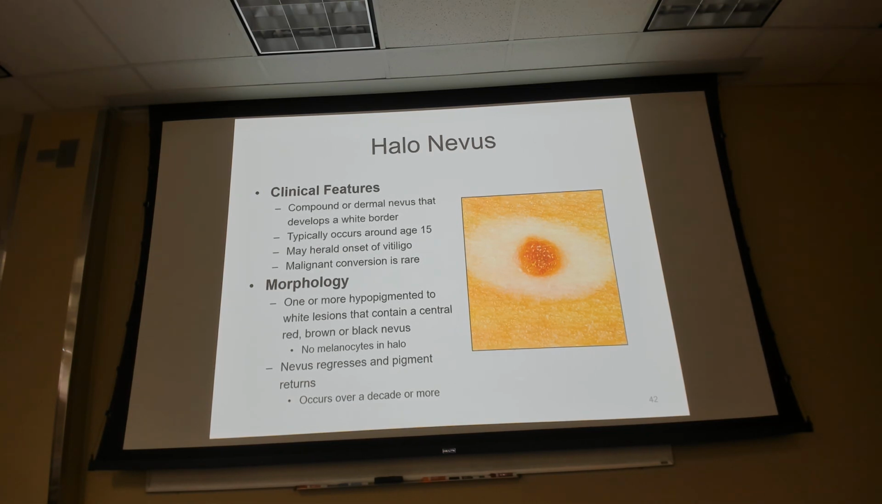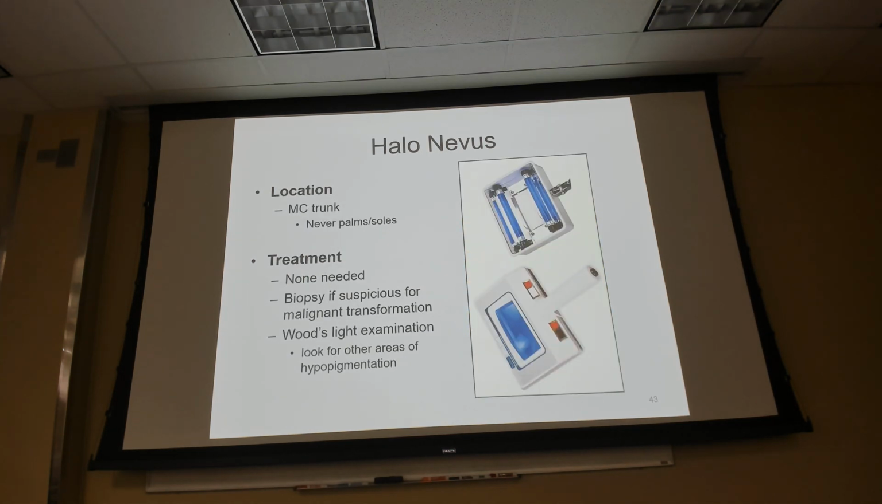We've got occurrence over a decade or more. It's most commonly on our trunk, and this is not one of the things you would see on the palms and soles. It is not this one, okay? Because this one is never on those areas. Treatment for benign lesions doesn't have to happen, but if those individuals are asking for it, then yes, we would have some things to do.